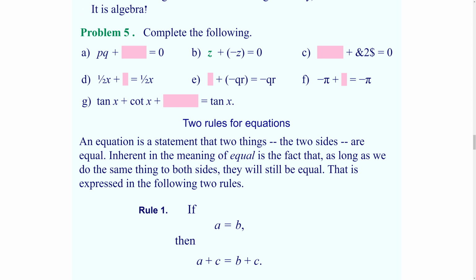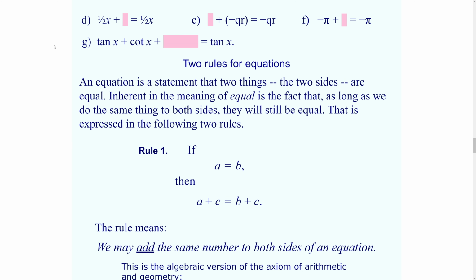And we've got some weird symbolage going on here, which you might not typically see in a textbook, but we've got the ampersand, the symbol 2, and the dollar sign. And these are factors. So what must we add to that to produce 0? Again, the negative of that, or the additive inverse. So I'm just going to leave those for you to ponder over, and we're going to move on to the rules for equations.